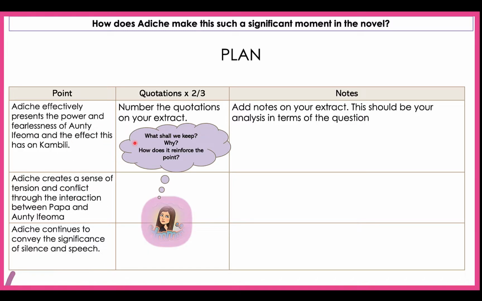Now all I have to do is decide which quotations that I'm going to use, and rather than copy them out here, which will take time, I'm just going to number them. This is point 1, this is point 2, this is point 3. Therefore any quotations I want for point 1 are going to be number 1, and the same for 2 and 3. So I'm going to number them.